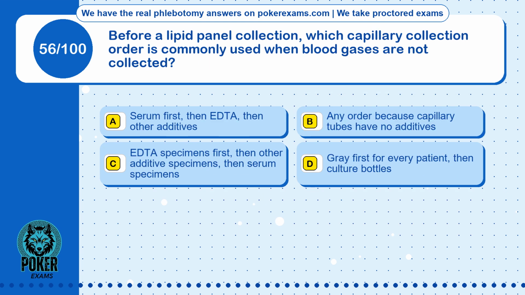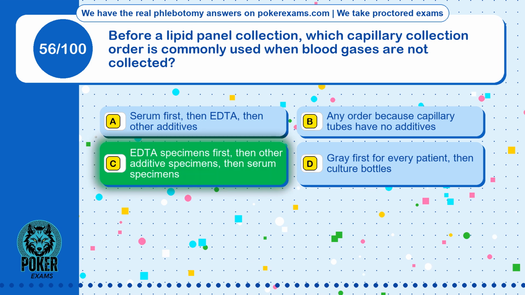Question 56. Before a lipid panel collection, which capillary collection order is commonly used when blood gases are not collected? Option A, serum first, then EDTA, then other additives. Option B. Any order because capillary tubes have no additives. Option C, EDTA specimens first, then other additive specimens, then serum specimens. Option D, gray first for every patient, then culture bottles.